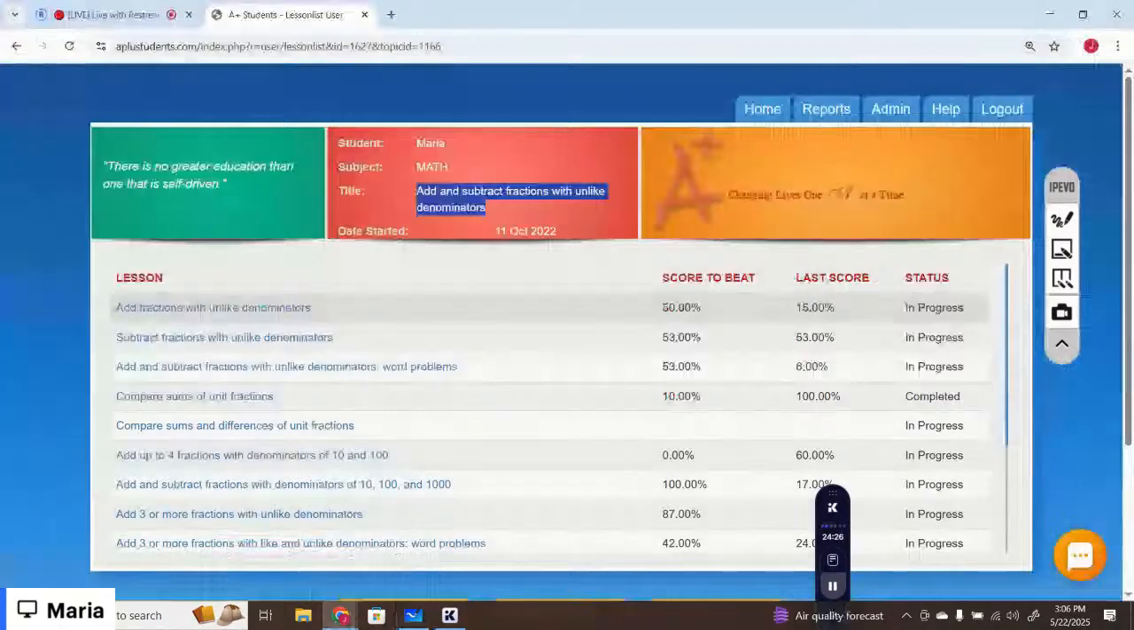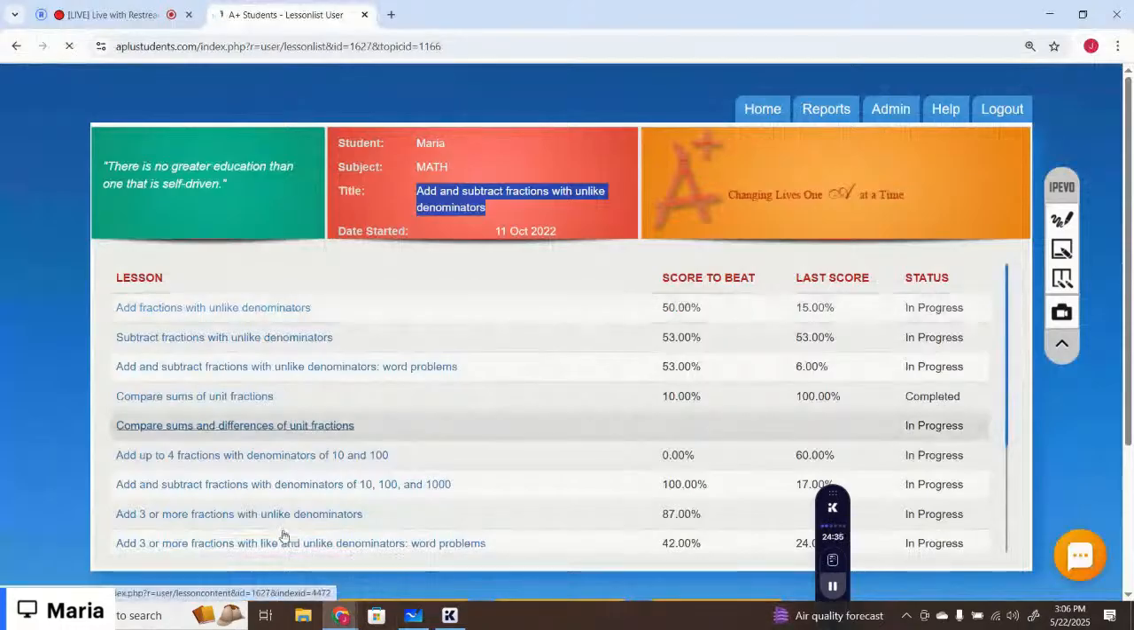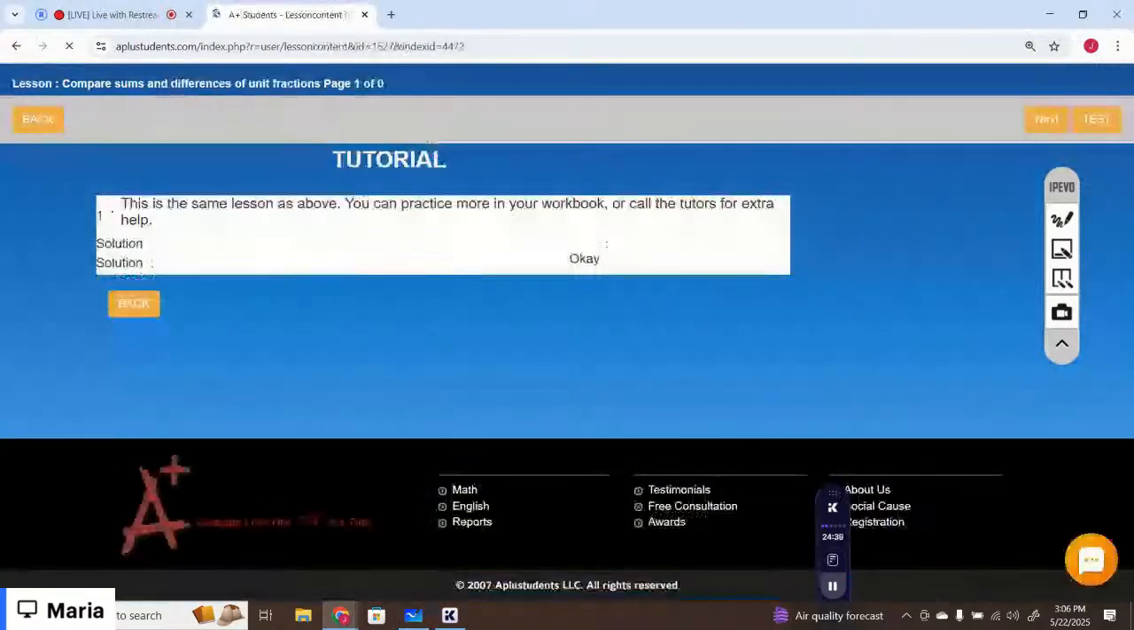Okay, I'm going to math. Chapter on adding and subtracting fractions with denominators of 10 and 100. Let's start with the first one, that is comparing some differences of fractions.